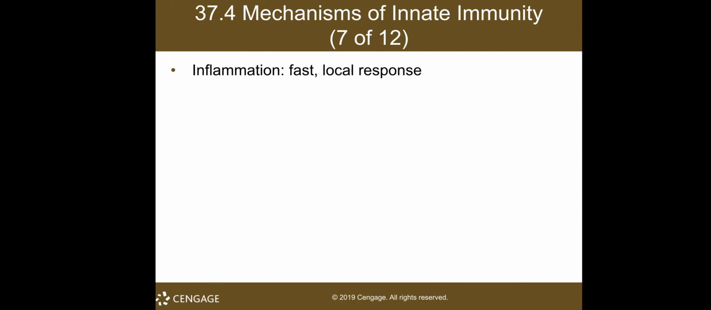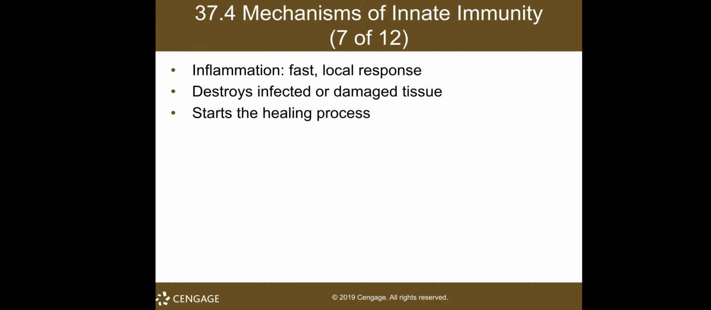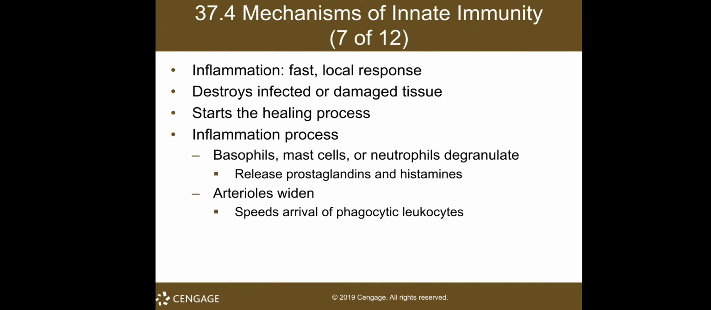Another part of the innate immunity is inflammation, which is the fast local response. It helps destroy the infected or damaged tissue. It also helps start the healing process. During the inflammation process, you have the basophils, the mast cells, or the neutrophils degranulating. Remember from our previous lecture, when we had an overview of the immune cells, we had some granulated cells. The granules inside those cells contain the prostaglandin system, the different chemical makeup that helps in fighting off the organisms. During inflammation, they release those granules by degranulating.